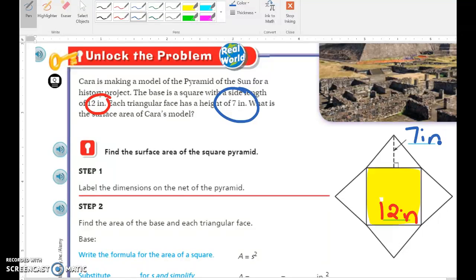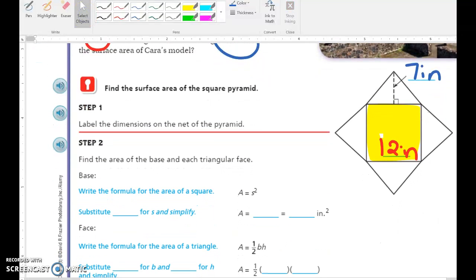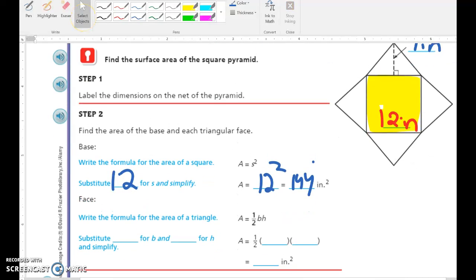So we have 5 pieces here, but we only have to make 2 major calculations. We've got our square, and then we've got 4 congruent triangles. And we've done work before where we've calculated multiple congruent triangles. So first we're going to find the area of the square. Since the side length is 12, that's 12 squared, which is 144 square inches.